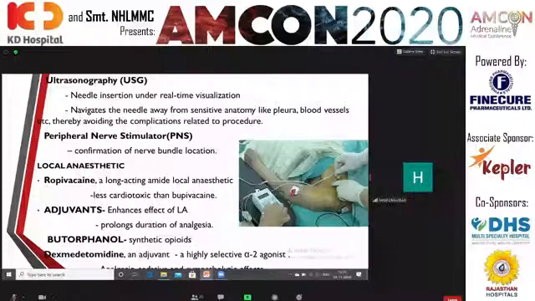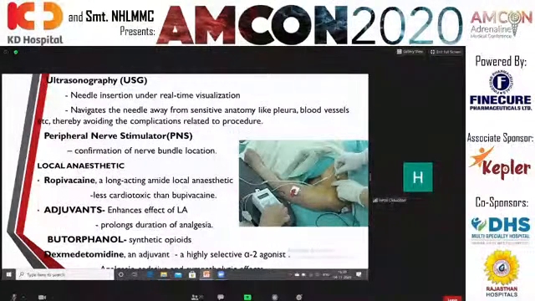USG guided needle insertion under real-time visualization. So navigate the needle away from the sensitive anatomy like pleura, blood vessel, etc., thereby avoiding the complication related to procedure. PNS used for confirmation of nerve bundle location.